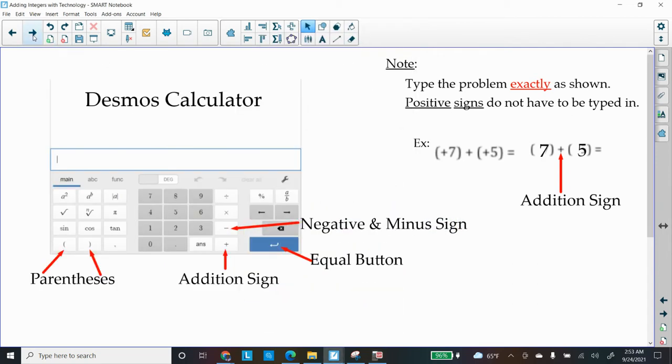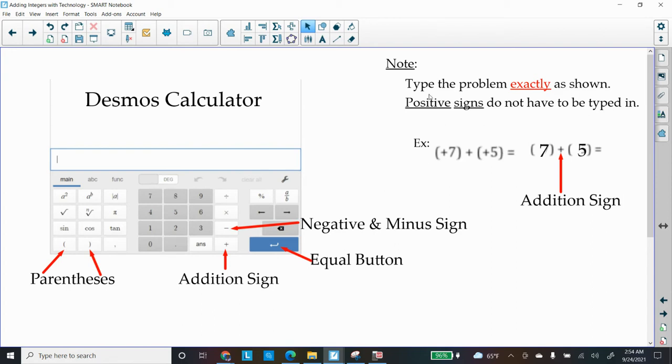Okay, let's go on. Let's go to the second calculator, the Desmos calculator, where you have parenthesis down here at the bottom. This is a web-based calculator, by the way, very good one. The addition sign is there, and you have the negative and minus button. So notice this one doesn't have a negative button like the other calculator does. So we have to use the negative sign and minus sign to represent the same situation. And we also have our blue equal button there.